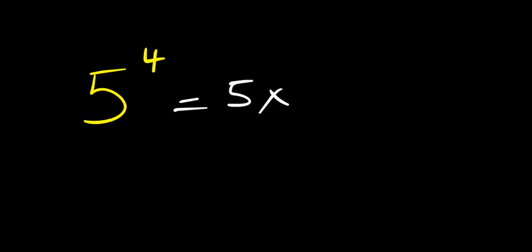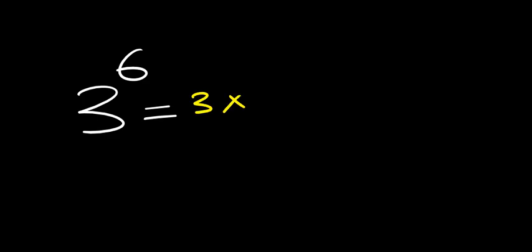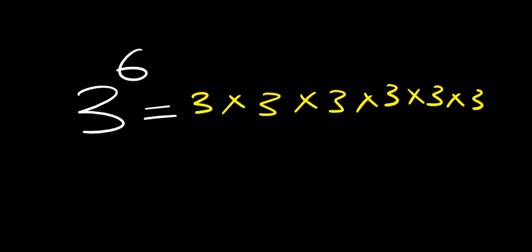If I write 5 to the power, let's say 4, what 5 to the power 4 means is you're multiplying 5 by itself 4 times. So it is 5 multiplied by 5 multiplied by 5 multiplied by 5. That's what it means. If I've got, let me say, 3 to the power 6, I'm just multiplying 3 by itself 6 times: 3 multiplied by 3 multiplied by 3 multiplied by 3, 3, 3 and 3. They're supposed to be 6 like that.